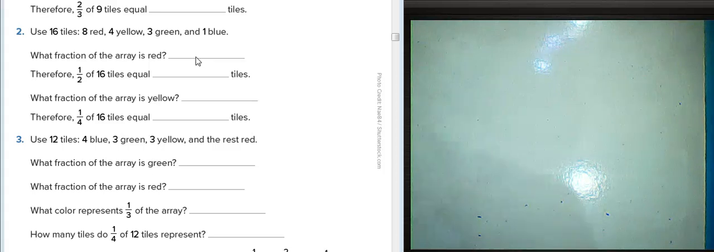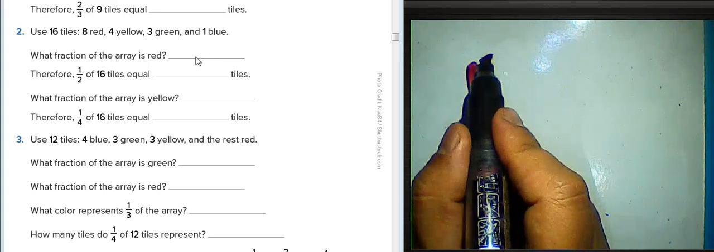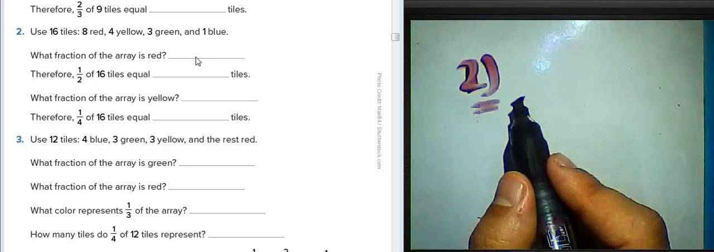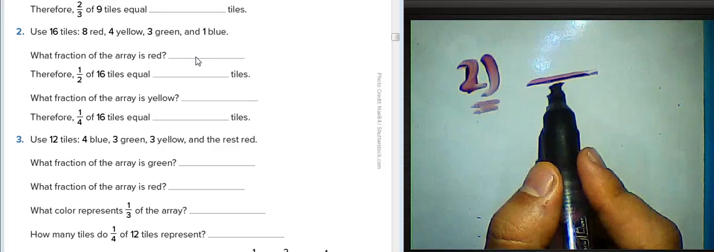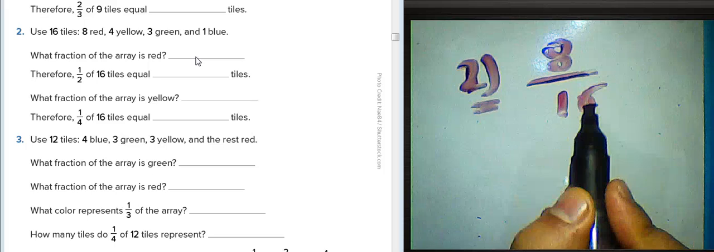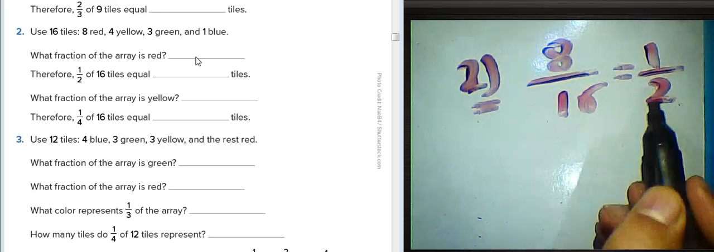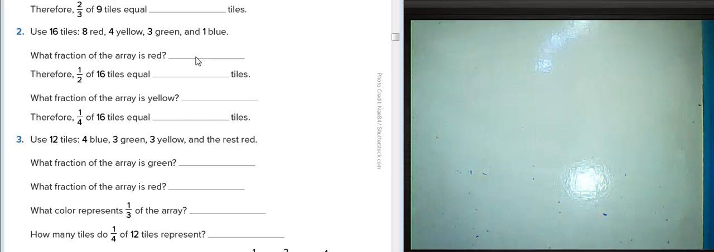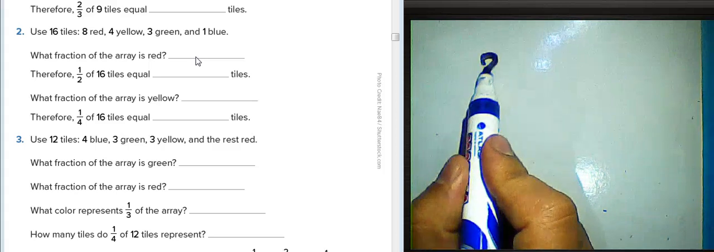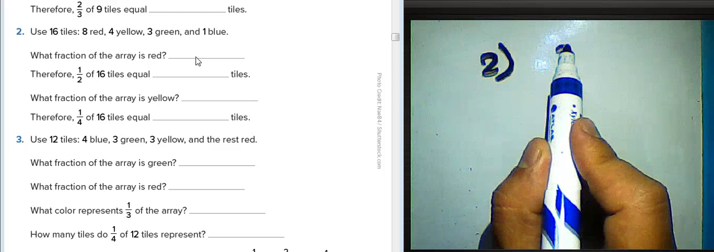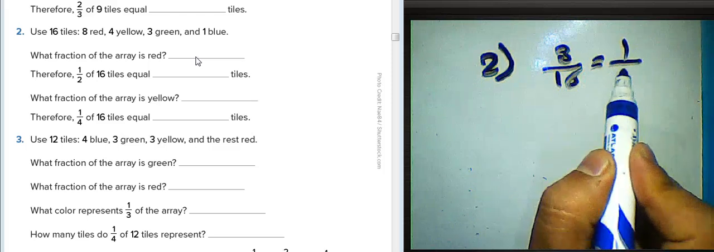Okay, I will write here about question number 2. How many red? Look here. We have 8 red. 8 over 16. It will be half. We must write half for question number 2. Here, the first result, write 8 over 16, it will be half.